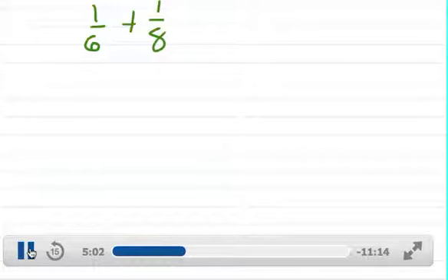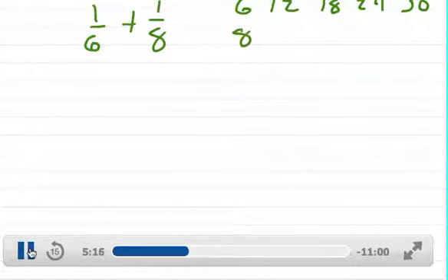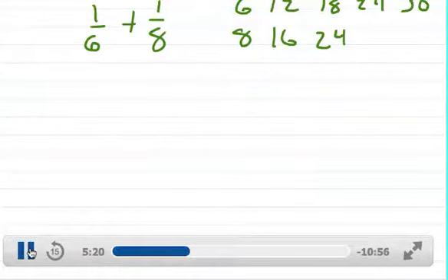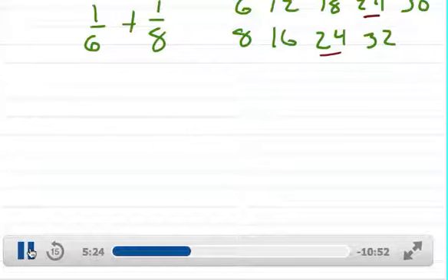Alright. So the first way that we can find these is my least common multiple. So I'm going to list all the multiples of 6 and 8. 6, 12, 18, 24, 30. 8, 16, 24, 32. Well, I already found it. It's 24. So my first job using LCM, my least common multiple, which is 24, I need to change both of these fractions into equivalent fractions using that denominator.